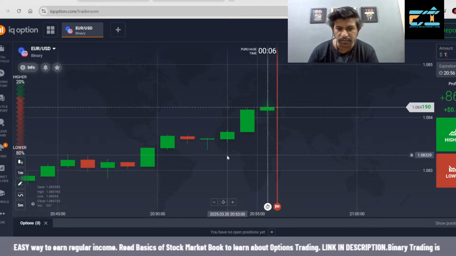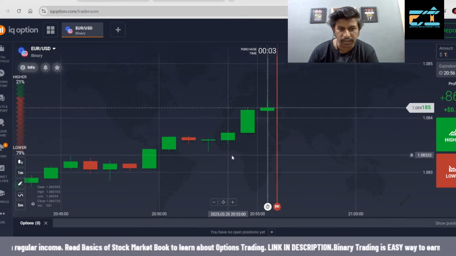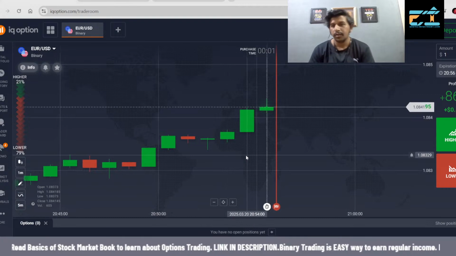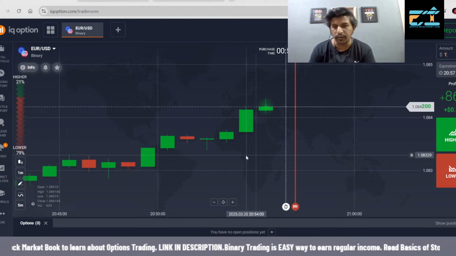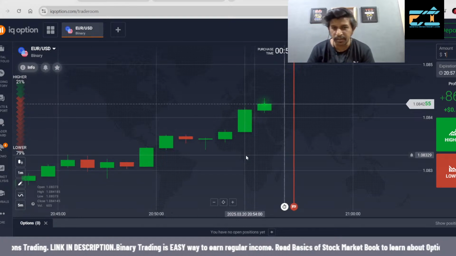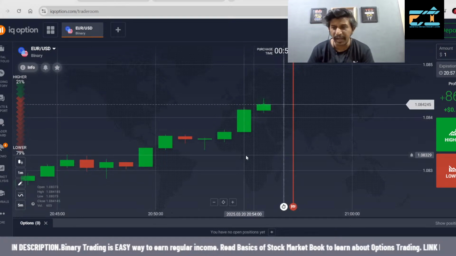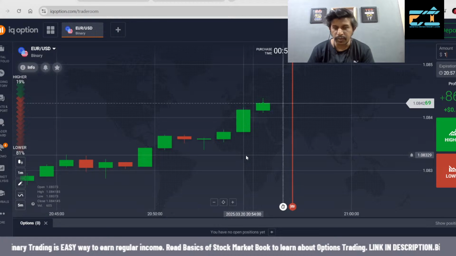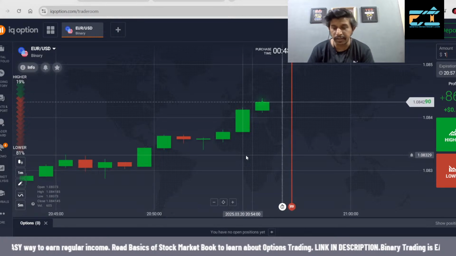So anyways, let's wait for a trend to form. And the trend has actually formed. If there is a red close in this particular candle, we'll have a trade. Else we don't. We'll have to wait for the trend to break.